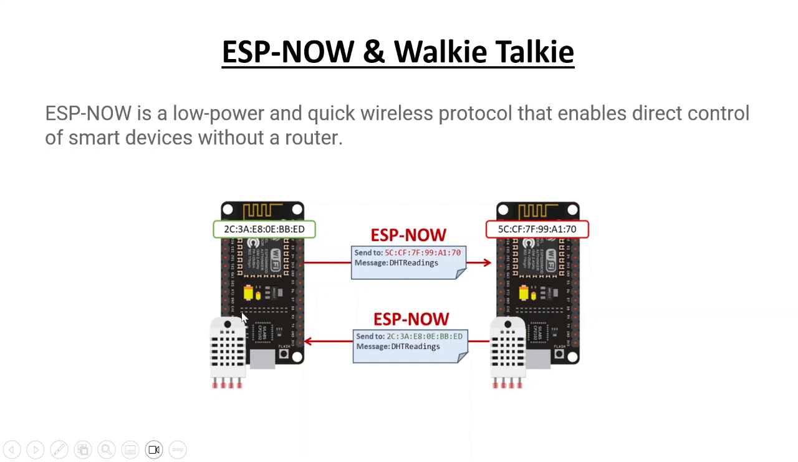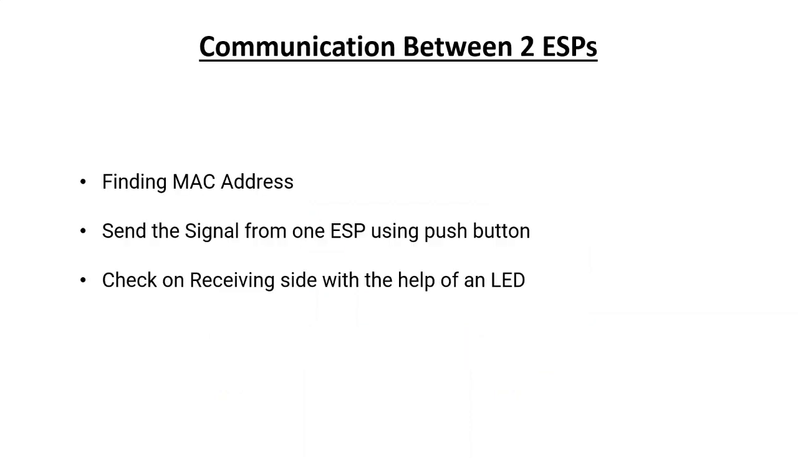You can see that here this ESP is sending a message to this MAC address, and it means that this is sending a message towards this ESP. Similarly, here it is messaging back to this ESP1. So if we want to communicate between two ESPs, what are the rules, or how can we do this?